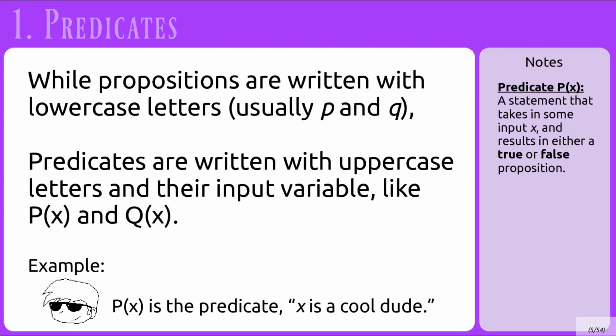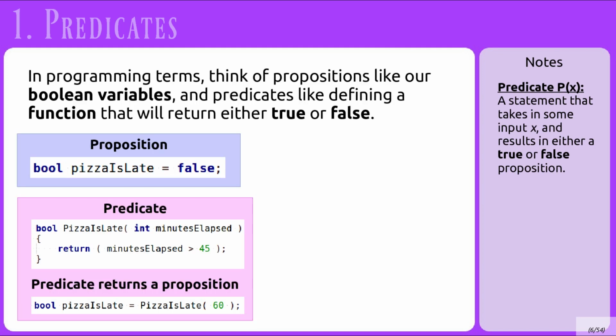While propositions are usually written with lowercase letters, like p and q, predicates are usually written with uppercase letters in their input variable, like P of x and Q of x. In programming terms, think of propositions like our Boolean variables, and think of predicates like defining a function that will return either true or false.